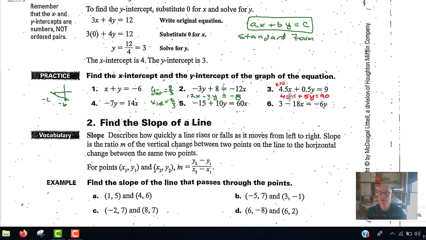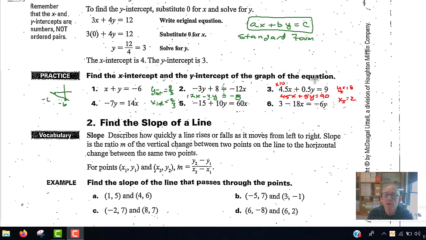Now to find the intercepts, I want the y-intercept, cover up the x term. I've got 5y's is 90, y is going to be 18. Actually, the y-intercept is 18. And to find the x-intercept, I cover up the y term. I have 45x's is 90, x is going to be 2. So this is a convenient way to avoid dealing with decimals. You multiply by whatever power of 10 it takes to get rid of the decimals. If there were 2 decimal places I needed to get rid of, I'd multiply everything by 100.